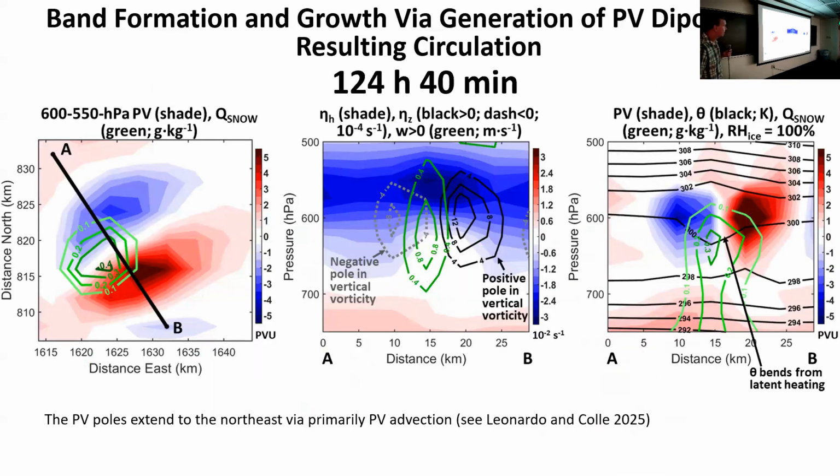Well, basically we're generating PV here in an environment where, first off, there's a lot of vertical shear in a baroclinic situation. And then you get the latent heating, which changes the theta profile, so a theta gradient in the horizontal. So you ultimately get these PV dipole structures with a positive and a negative around that initial convective cell. And then you get advection of that PV downstream.